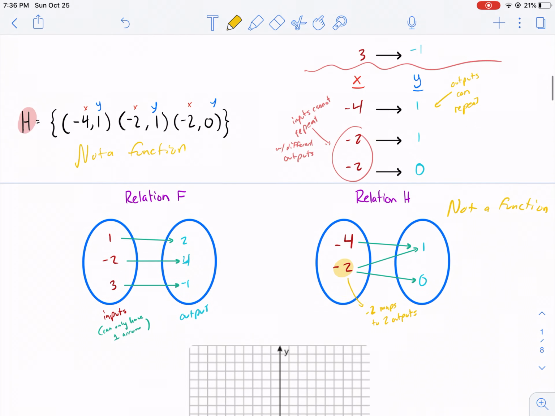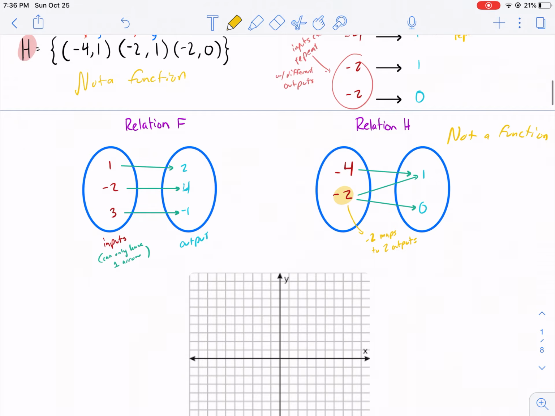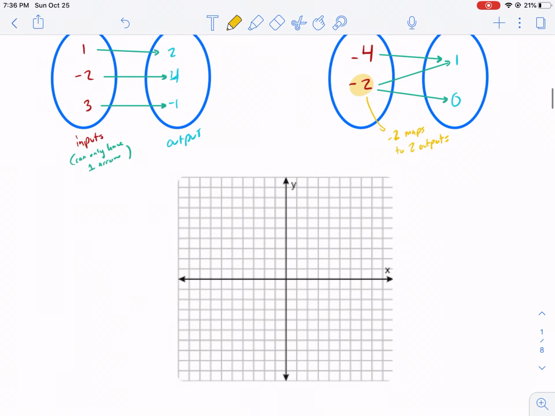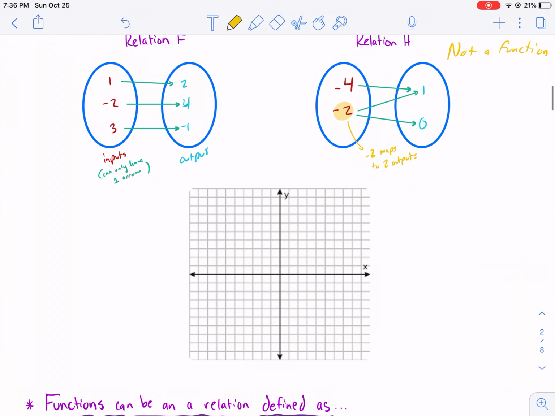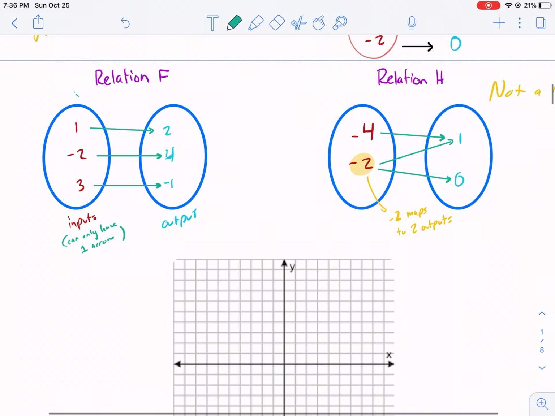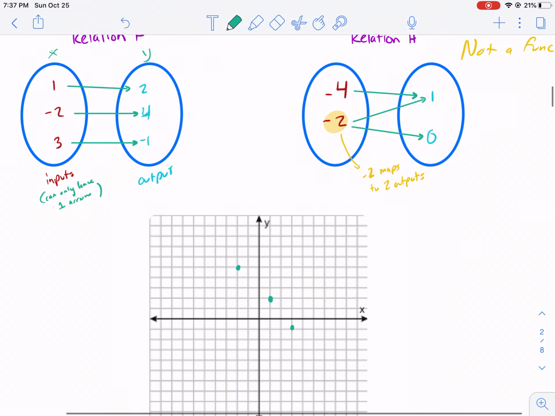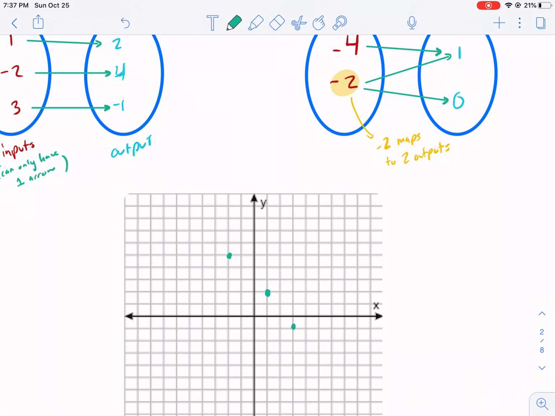Now, there's another way. We talked about ordered pairs. We talked about this mapping notation. We can also graph these points. So these are points on the coordinate plane. For F, we'll make this green and then we'll make pink for the other one. So let's make our points here. This is our x value. This is our y value. So we have the point 1, 2. We have -2, 4. And then I have 3, -1. So as you can see, this is a function here. Each x input only had 1 y output.